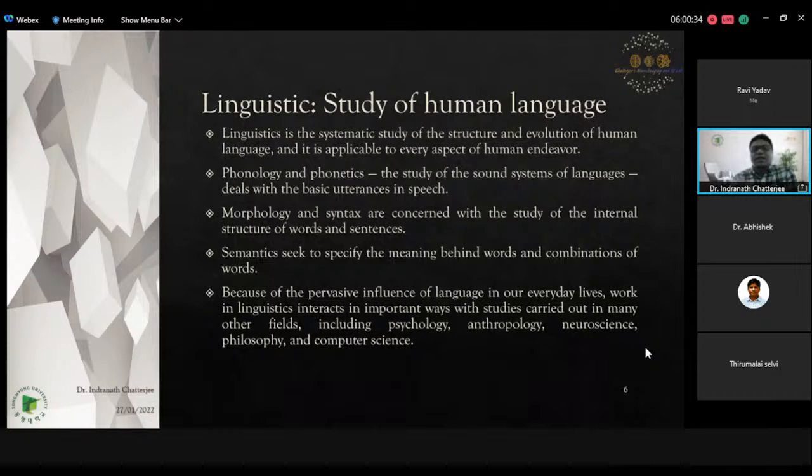Linguistics is a very systematic, or scientific, study which studies the structure and evolution of human language. It involves many different kinds of studies, like phonological, morphological, and semantic study, and it connects with other subjects like psychology, anthropology, neuroscience, philosophy, and computer science.